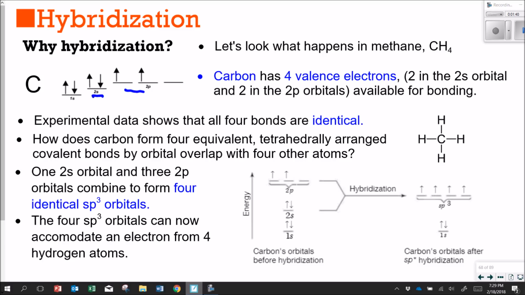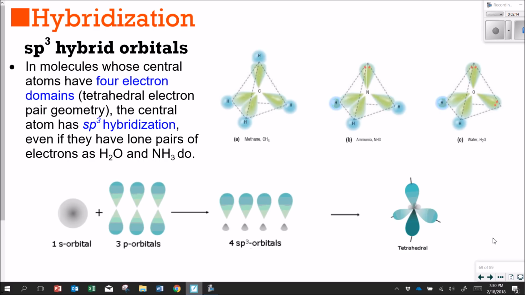What happens is the 2s orbital and 3 2p orbitals combine to form 4 identical sp3 orbitals. The 4 sp3 orbitals can now accommodate an electron from 4 hydrogen atoms. Here we see the 2s orbital combining with 3 2p orbitals and forming 4 identical sp3 orbitals which have equal energy. So in molecules whose central atoms have 4 electron domains, this is a tetrahedral electron pair geometry, this central atom has sp3 hybridization. Even if those atoms have lone pairs of electrons, such as in water and ammonia, they will still have sp3 hybridization.